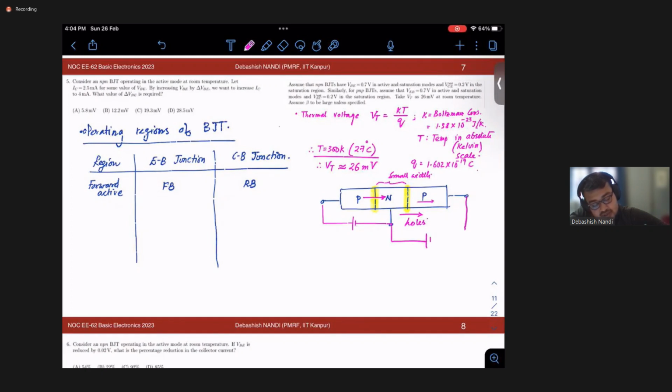What happens if you keep it forward biased? Then holes will try to move from this place to this place, which really opposes the hole movement from here to here, right? And this will effectively reduce your hole transport. So this part we call the emitter, this part we call the base, and this part we call the collector.